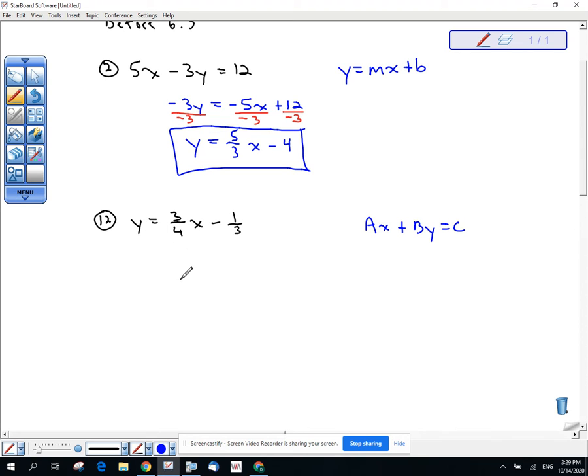So now or later, you're going to need to multiply through by something. I prefer to do it now. I prefer to get the fractions to go away now. So let's multiply this whole equation, both left side and right side, by something. And that something would be 12.